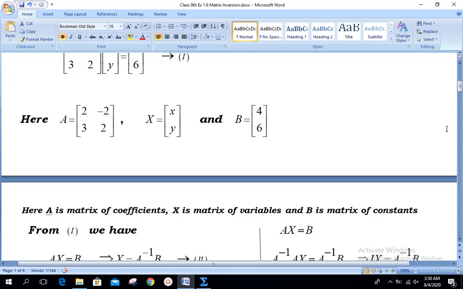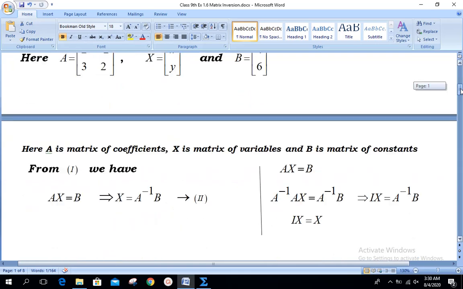So from equation 1 we have AX is equal to B, which implies X is equal to A inverse B. How does it come, viewers? This is done here on the right hand side of the working column. AX is equal to B. Pre-multiplying both sides by A inverse, you will have A inverse AX is equal to A inverse B. This implies identity into X is equal to A inverse B. Viewers, you all know that I into X, that is identity into X, results in X. This is how you reach X is equal to A inverse B. We give it equation number 2. We will use it for the solution in the next steps.